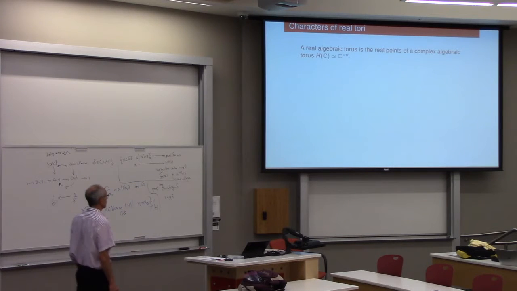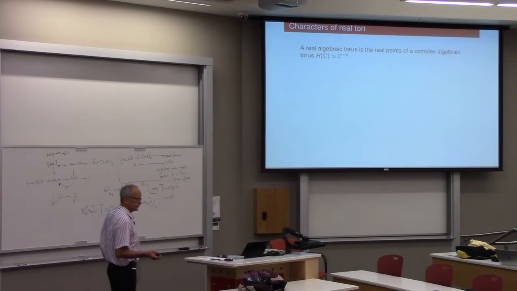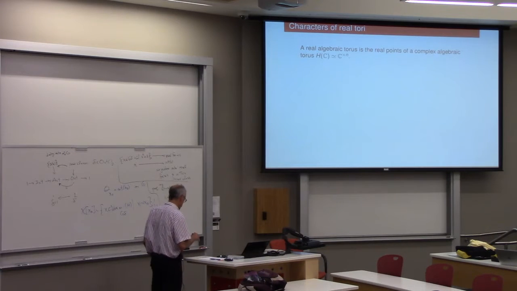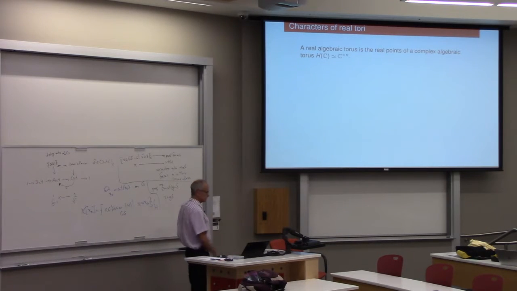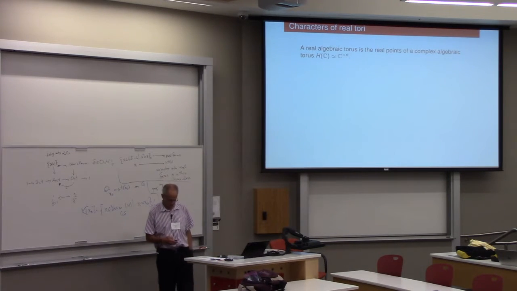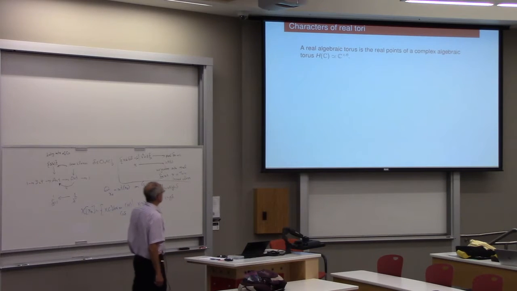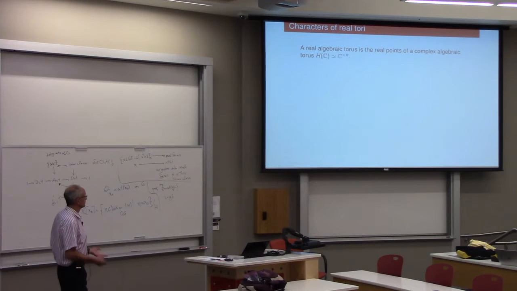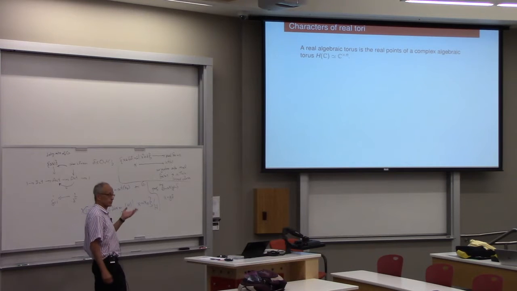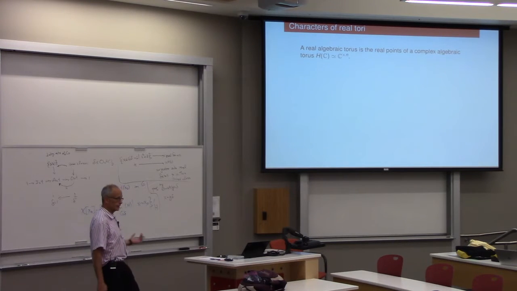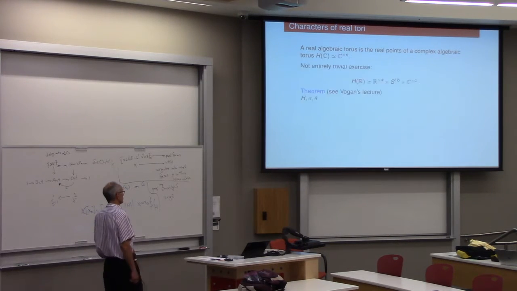Okay. So David talked about this this morning, but as he said, it's really important to get this picture in your mind, in your head. I had already made this slide before I saw David's talk this morning, and it's worth repeating. A real algebraic torus, by definition, you take a complex torus, which is to say C cross to the N, and you take an anti-holomorphic involution, and you take the fixed points.